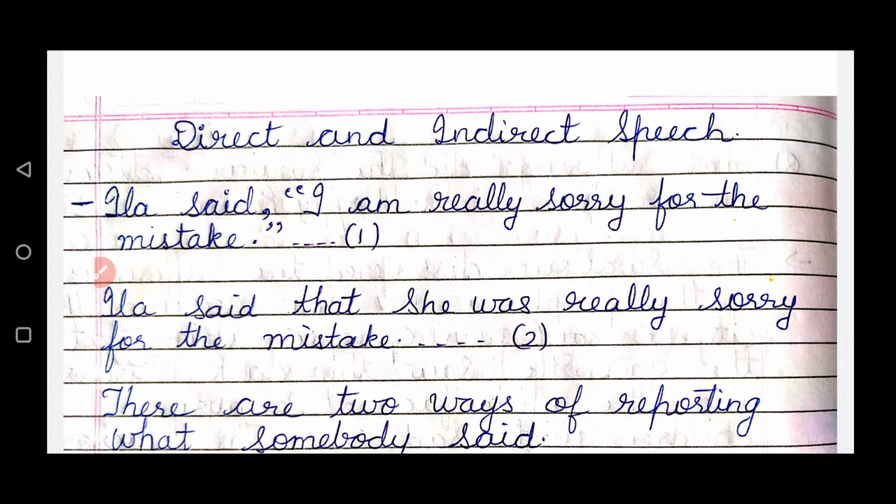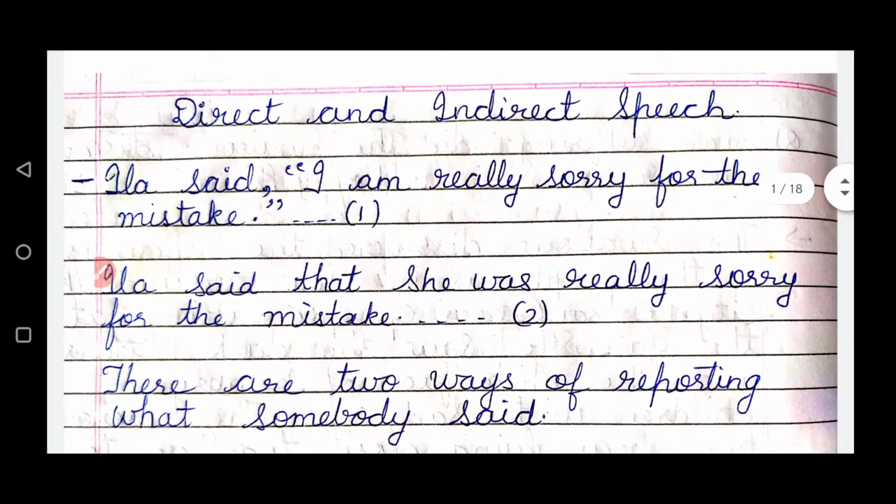Direct and indirect speech. Now here are 2 examples. Ela said, "I am really sorry for the mistake." The first one is the direct speech, whereas the second is the reported speech: Ela said that she was really sorry for the mistake. Now let us find out the difference between the 2 sentences.